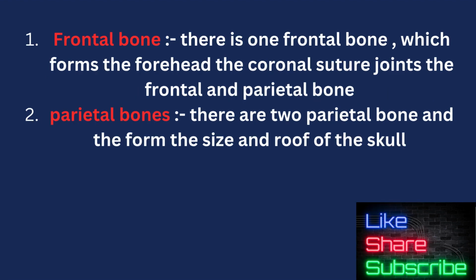A. Frontal bone. There is 1 frontal bone, which forms the forehead. The coronal suture joins the frontal and parietal bones. B. Parietal bones. There are 2 parietal bones and they form the sides and roof of the skull.